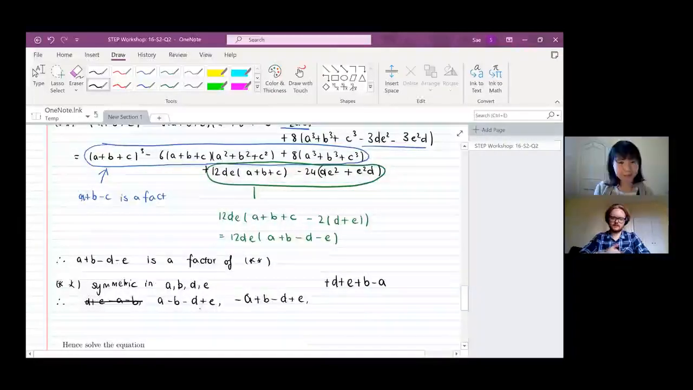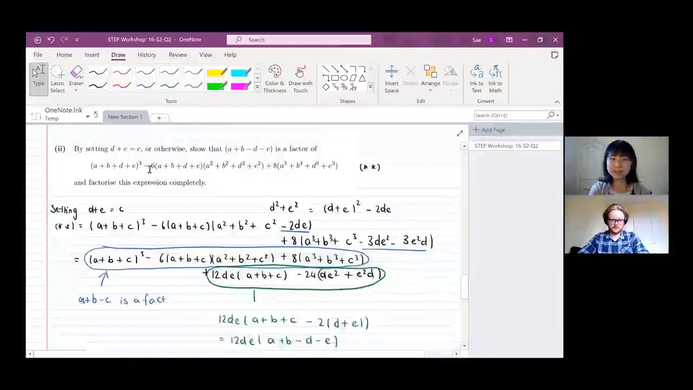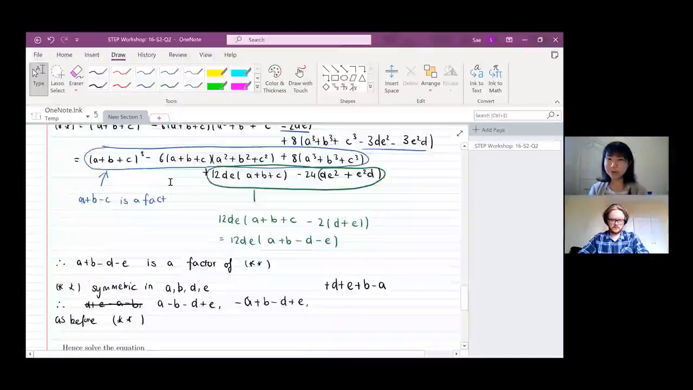And the rest, we have a plus e minus b minus d and e plus b minus a minus d. Well, they're essentially different because they're not multiples of each other. So as before, we know that their product is a factor of star. And then again, considering degrees, because star is a cubic in a, b, d, and e, and their product will also be a cubic in a, b, d, and e, we know that they differ by a constant multiple.